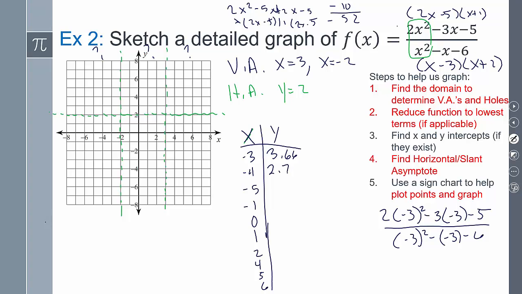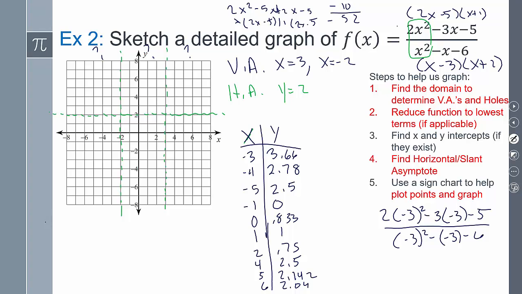And I get 2.785. 2.5. -1 is 0. 0 is 0.833. 1 is 1. 2 is 0.75. 4 is 2.5. 5 is 2.142. And 6 is 2.04.